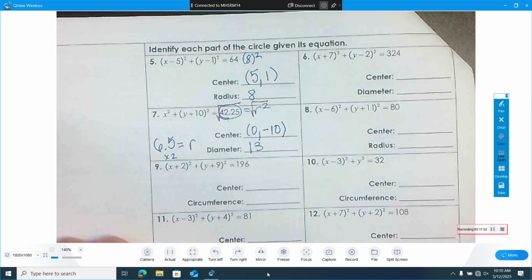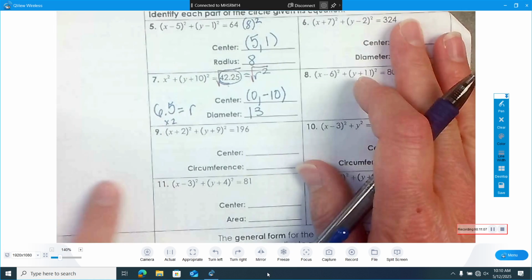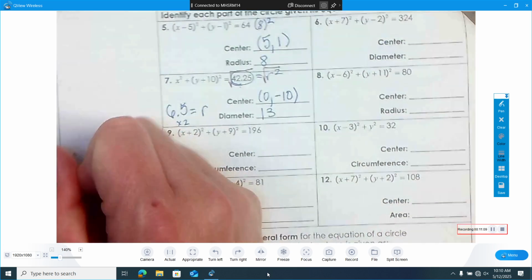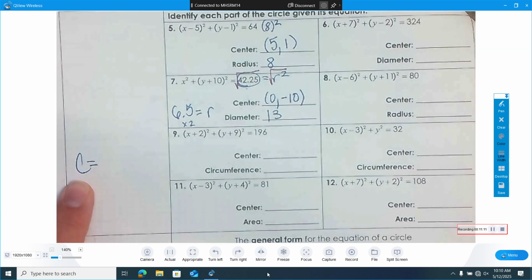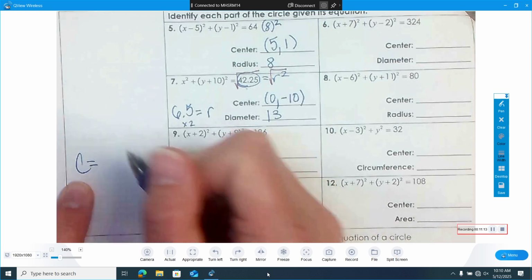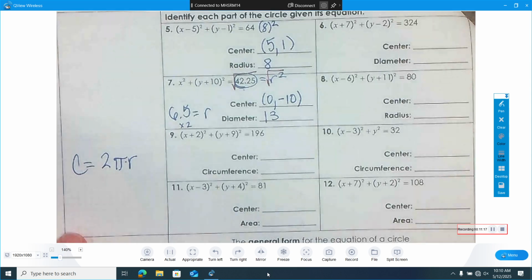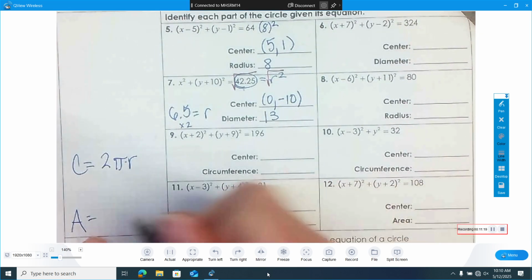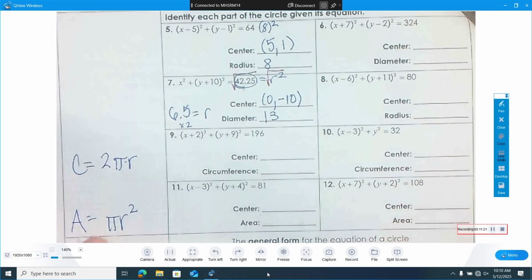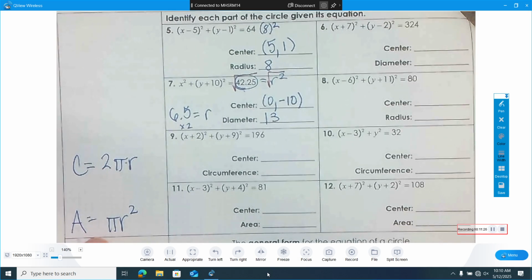Okay. This one's asking for circumference and area. What is the formula for circumference? 2 pi r. Very good. What is the formula for area? Pi r squared. These are formulas you need to have memorized, ladies and gentlemen. They are very important formulas.